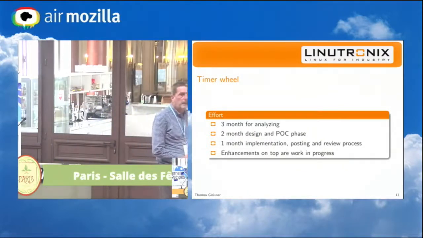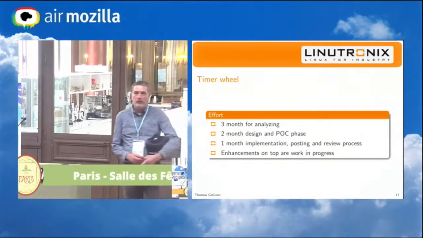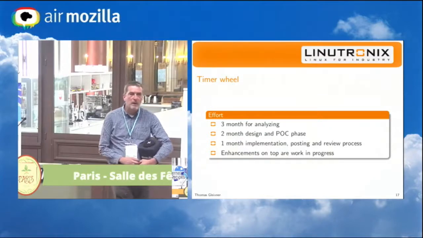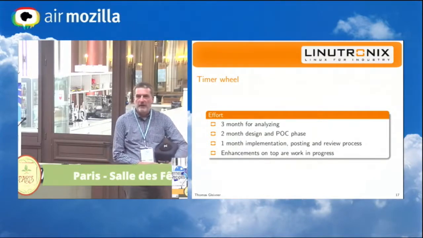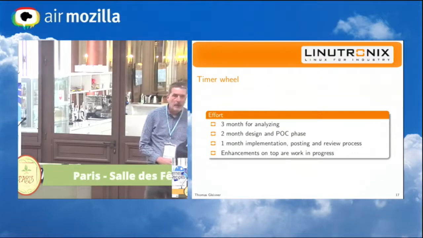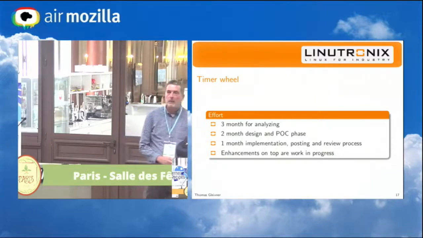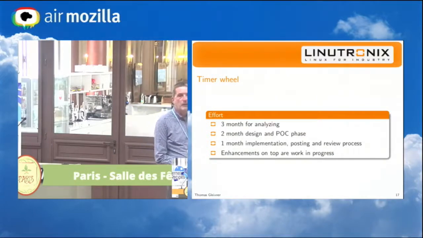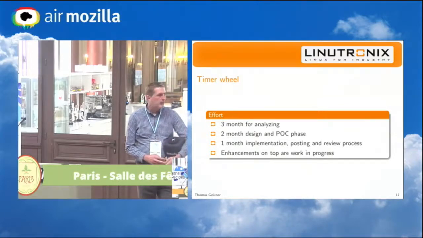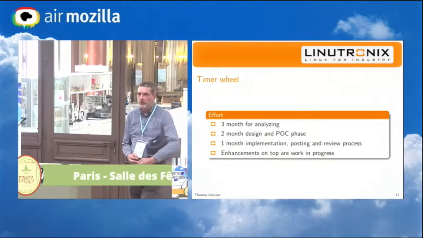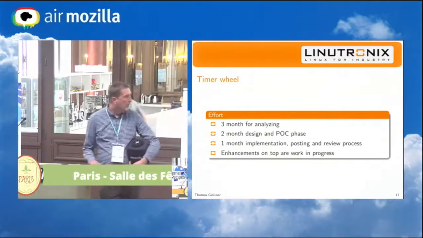We spent about 3 months analyzing that stuff. That was mostly done with tracing, and by looking at the code, figuring out what the use cases for the timers are, and how many of those really expect precise expiry. We did a 2 month design and proof of concept phase where we implemented different versions of the final one just to see how it behaves. And then we had a month of final implementation, posting and review process.